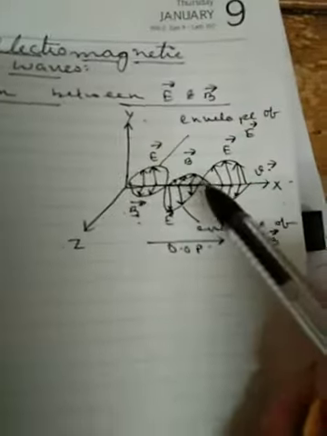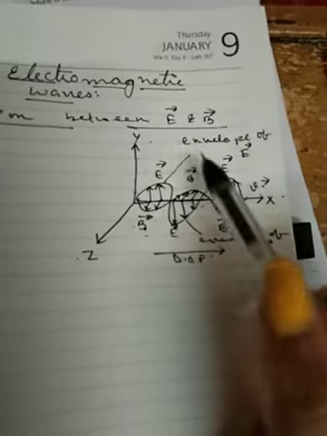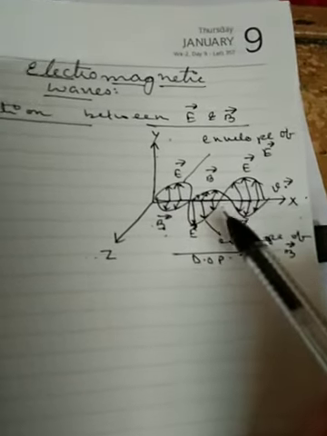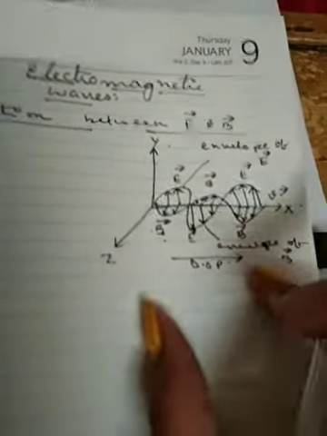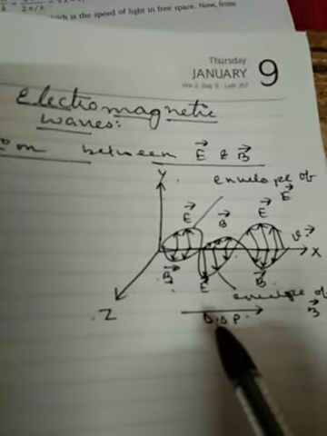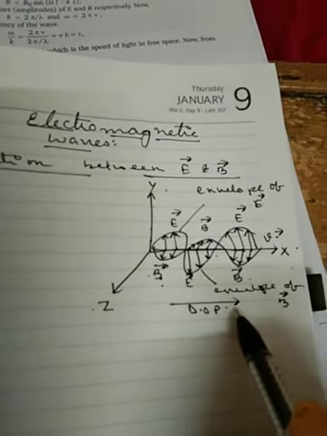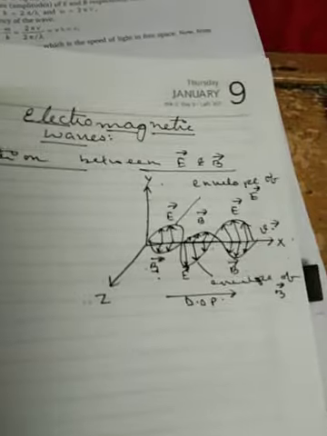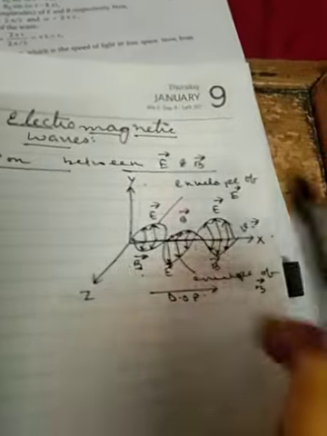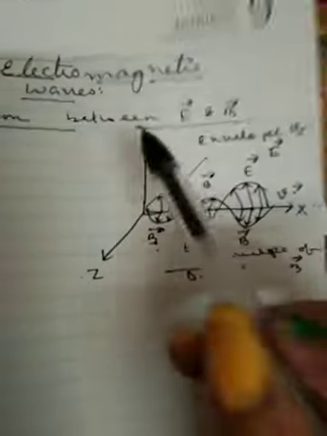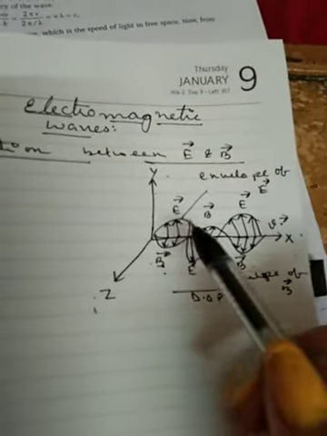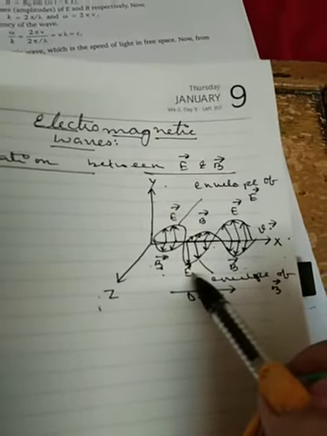Here in my diagram, as you can see, is the diagram of a sinusoidal electromagnetic wave. This is the graph of the electromagnetic wave. Here you can see I have written DOP. DOP means the direction of propagation. The direction of propagation is towards the x-axis. Here I have three axes, the x-axis, y-axis and the z-axis. Here E is the electric field vector, B is the magnetic field vector.